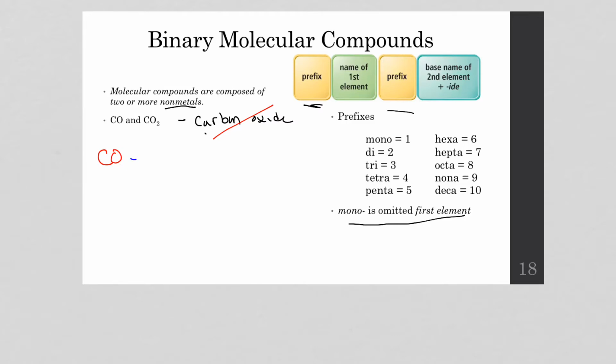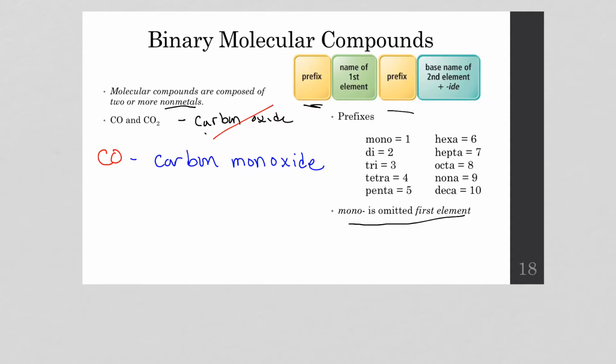So we're going to follow our pattern. We have the first element, carbon. We only have one of them, so it would be mono, but we're not going to put that. So we have carbon. Then we go to the second element. We have oxygen, so it's oxide. We have one of them, so it's mono. Oxide. So carbon monoxide.